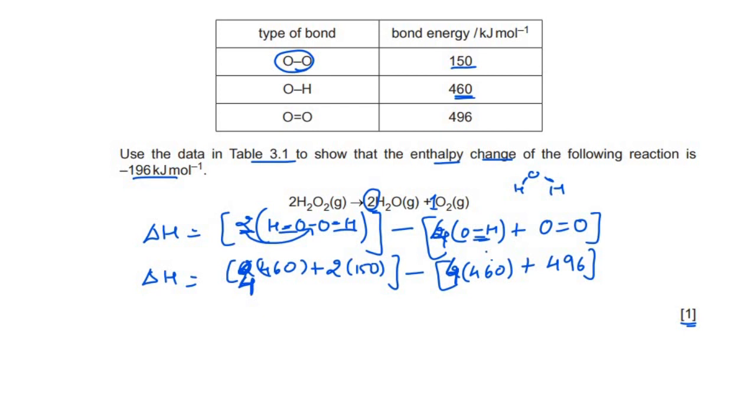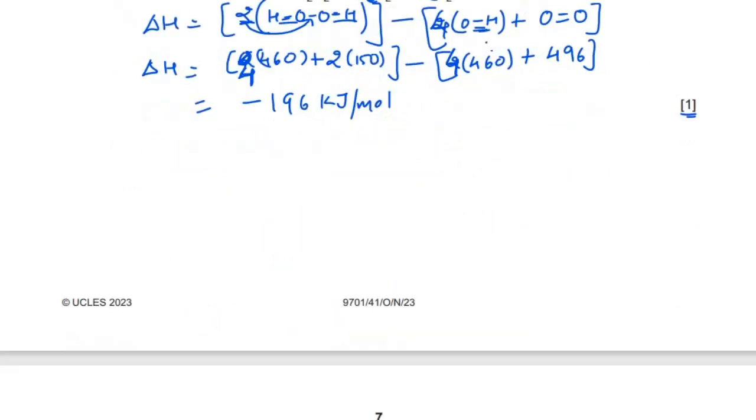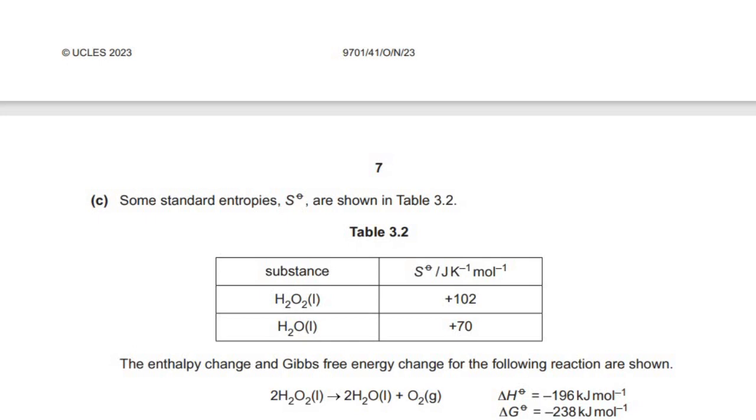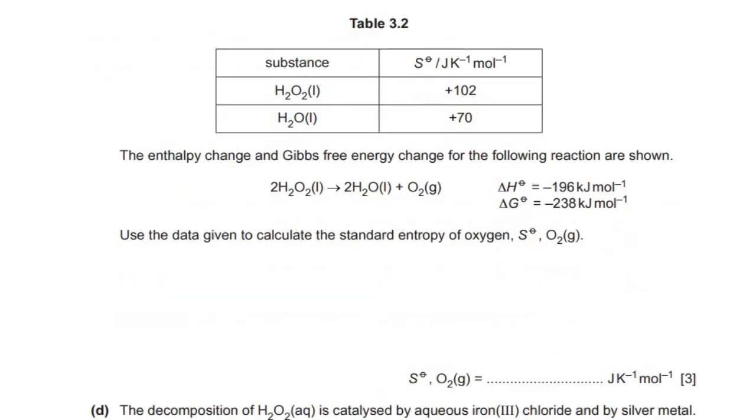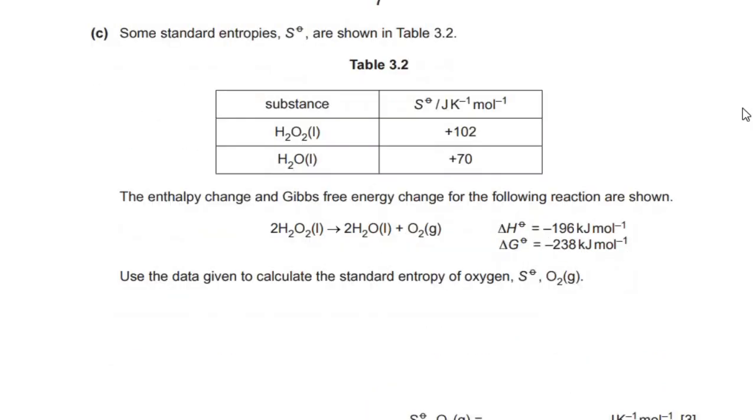And if we multiply and add all, we get minus 196 kilojoules per mole. This is how we get the answer. So this is how we proved that it's minus 196 kilojoules per mole. Okay, here is the next sub question.